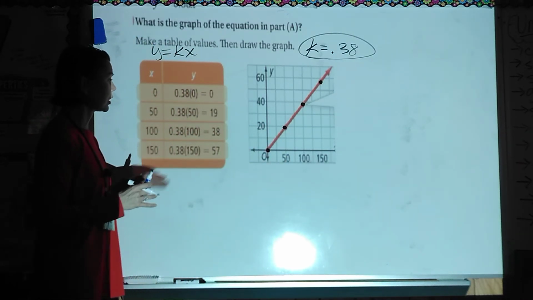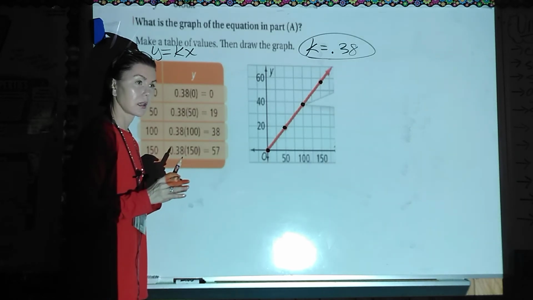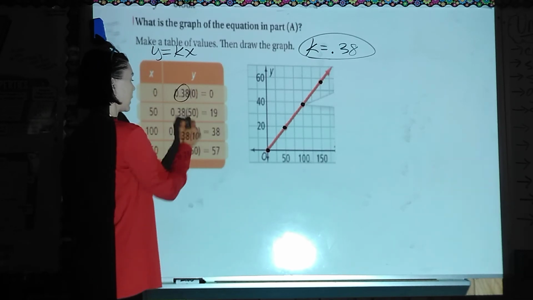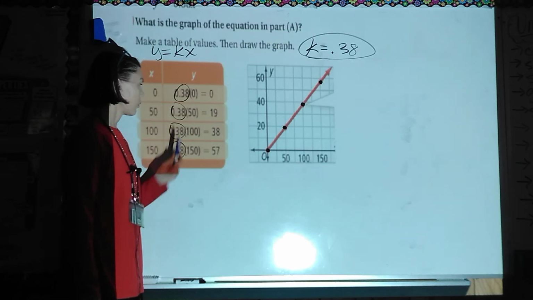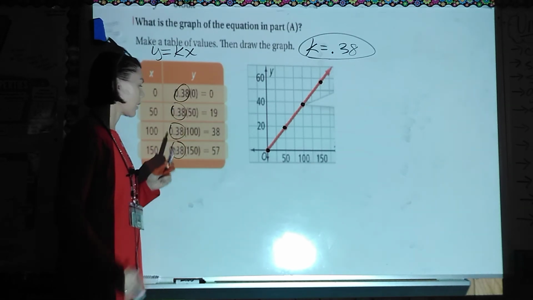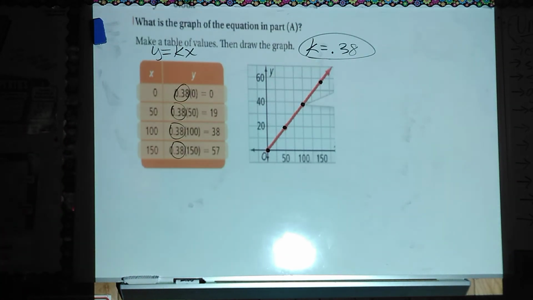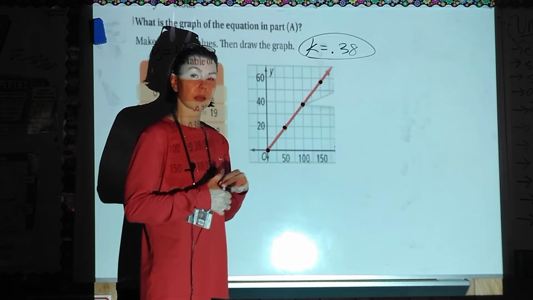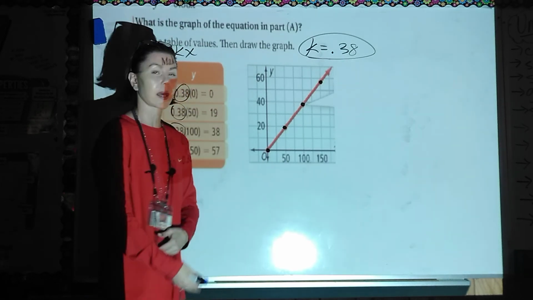What I want you to know is that the dead giveaway that this is a direct variation is the constant, 0.38, 0.38, 0.38. When the constant is the same every time, you know you have a direct variation. We will have questions like this on our assignment, and as always, you can stop, rewind, and go back and recheck.